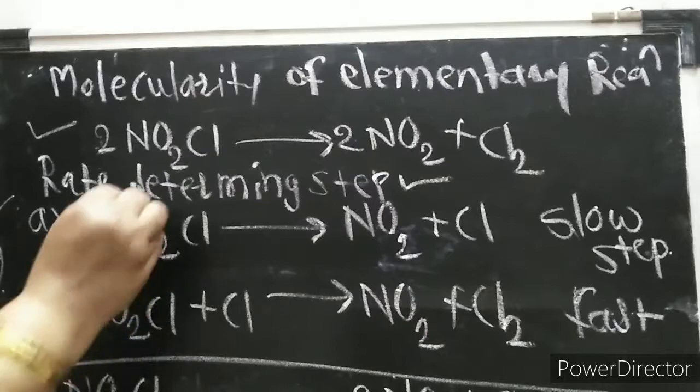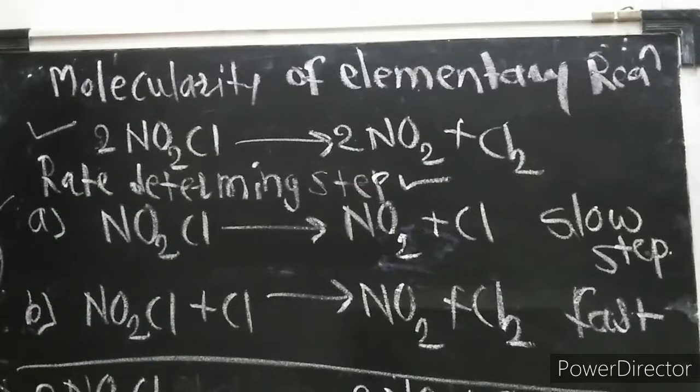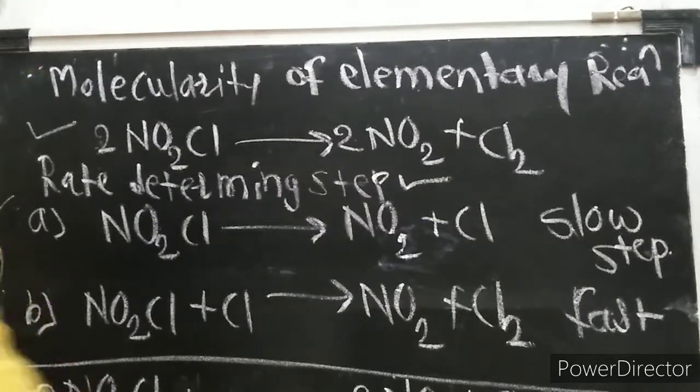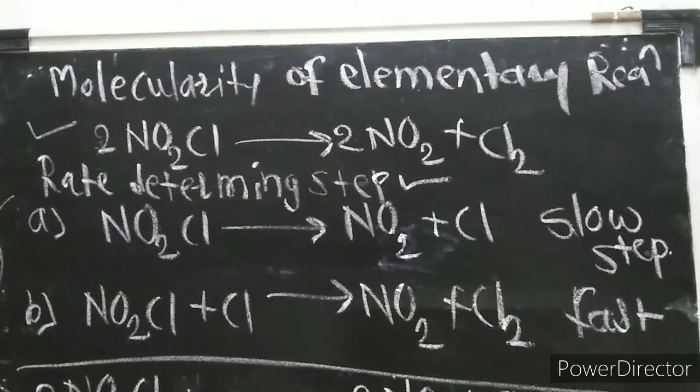So what is the rate of reaction for this complex reaction? I'll write over here: rate of reaction is proportional to the concentration of this one only, NO2Cl, not for the second one, not for 2NO2Cl, only NO2Cl. So generally the question will be: write the overall reaction. How to write the overall reaction? Addition of the 2 steps. Explain the rate determining step: if the first step is slow, then that step is called the rate determining step.